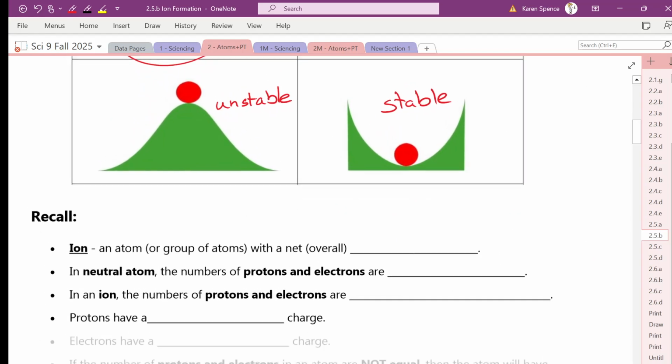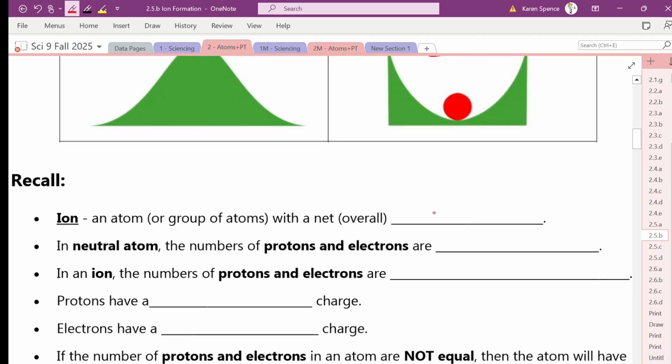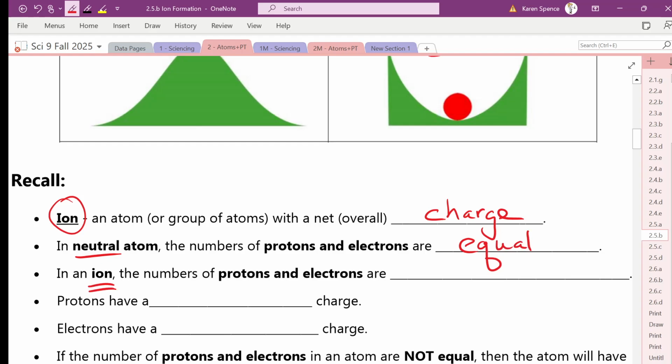Now, an ion is an atom or group of atoms with an overall charge. In a neutral atom, the number of protons and electrons are equal. In an ion, the number of protons and electrons are not equal. You could say unequal, doesn't matter. Different would also work.